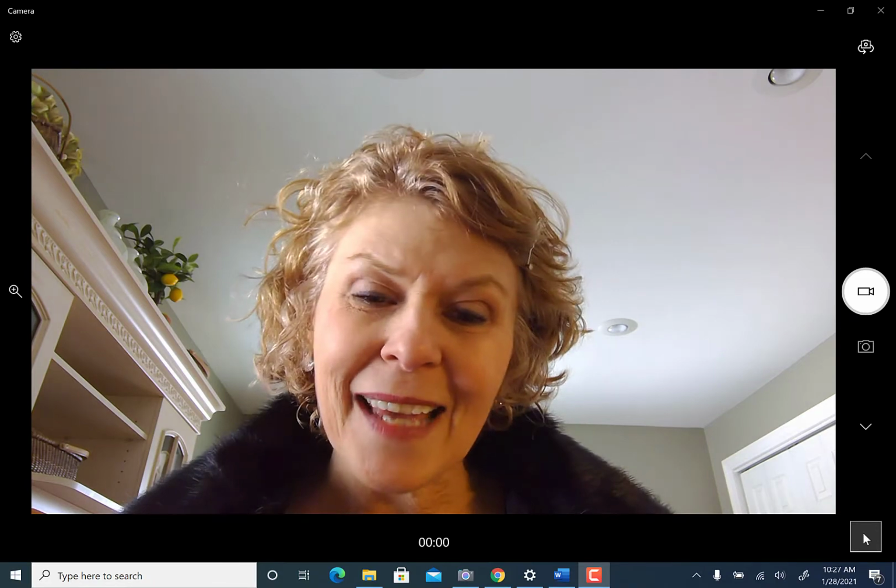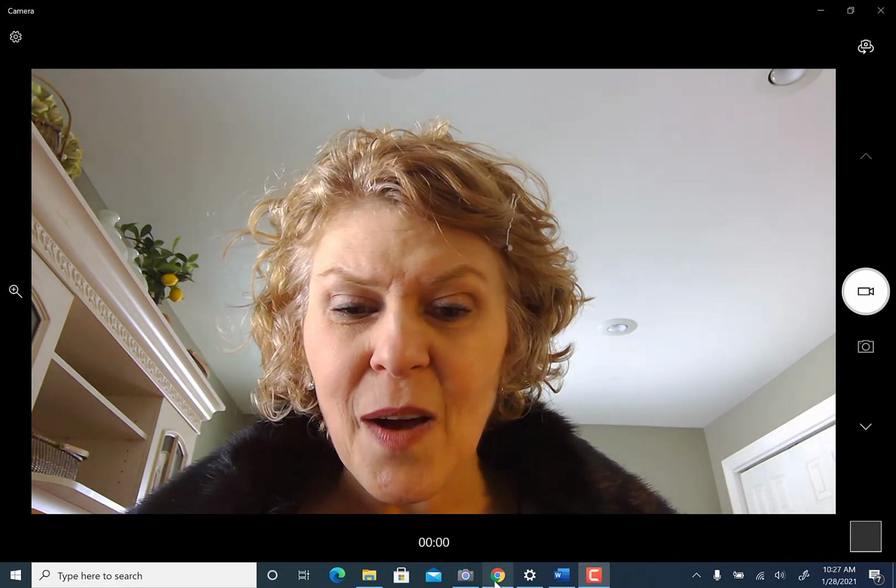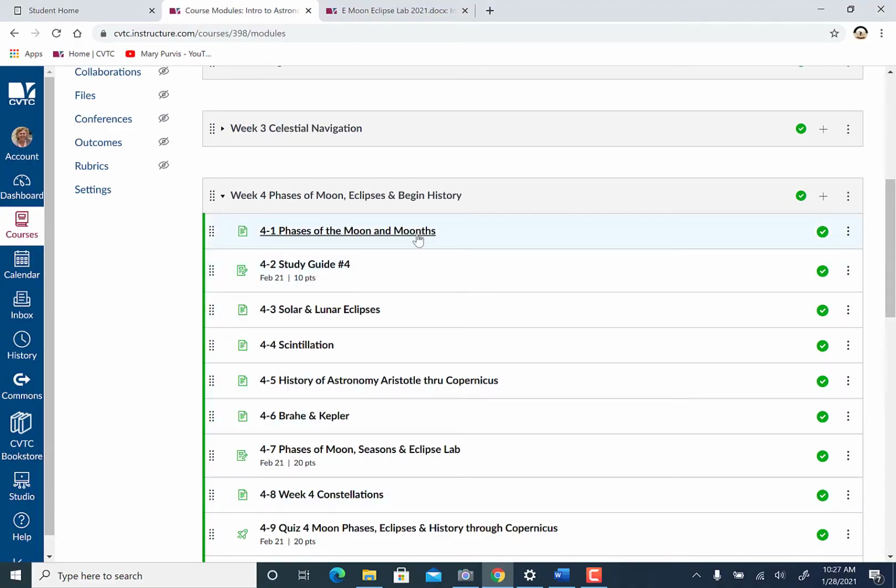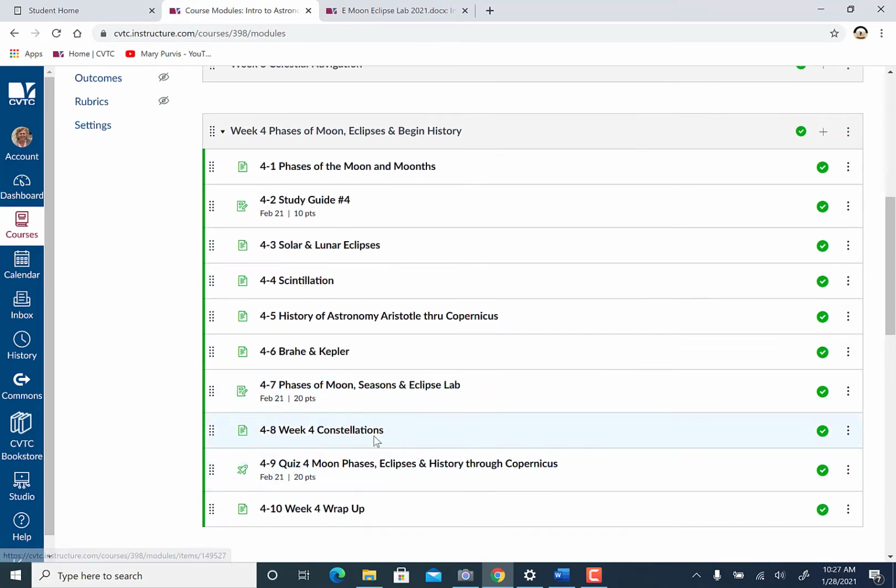So let's go over to Canvas and take an overview of what the week looks like. We're going to talk about those months and phases of the moon. Of course, we're going to have our study guide, eclipses, and scintillation, which is the scientific word for twinkling. We're going to begin the astronomy history this week with a couple of talks about some of those important characters. Our lab, of course, our weekly constellations, and then, of course, our quiz.